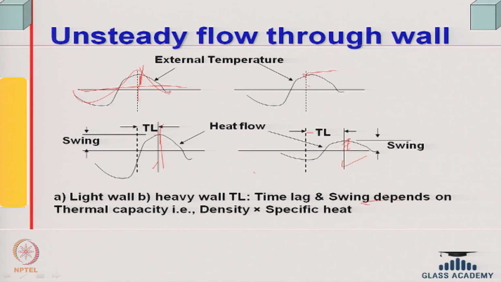In case of a heavy wall, time lag and swing depend on thermal capacity, density into specific heat, that is length into density into specific heat, that is precisely what controls it. Therefore, we can choose the wall element or roof element in such a manner that, I will just give you an example, in some cases I might like to keep this high, and in some cases I may not like to keep it high. It is not necessary to keep it high. So, I can choose the envelope accordingly.